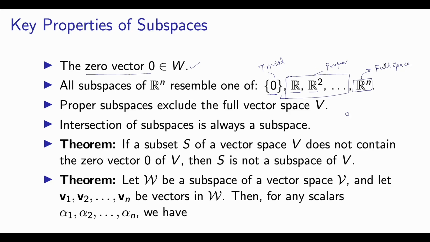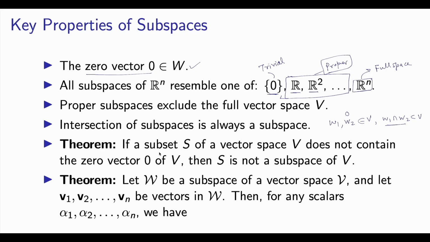So we don't want trivial and full. We are interested in looking at what the proper subspaces, the intermediate spaces, are. That is what we are interested in. And the intersection of subspaces is always a subspace. What does it mean? If W1 and W2 are two subspaces of a given vector space, then W1 intersection W2 is also a subspace of the given vector space. Intersection will always be a subspace.